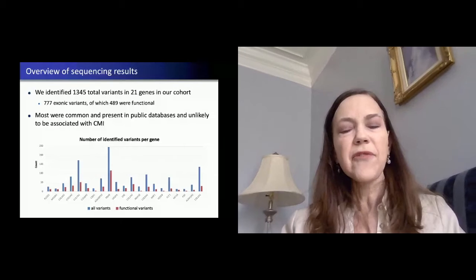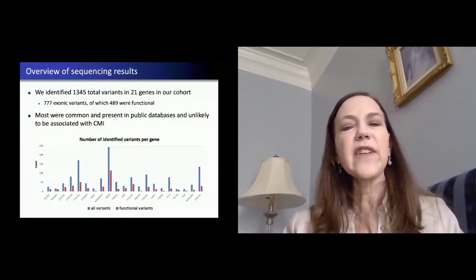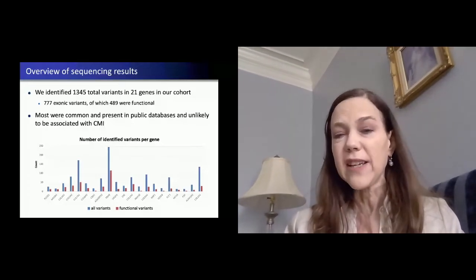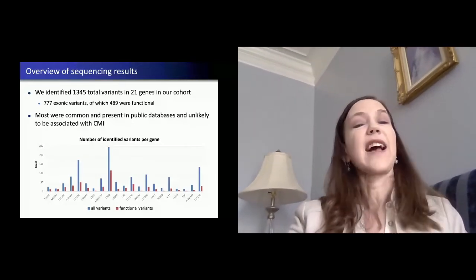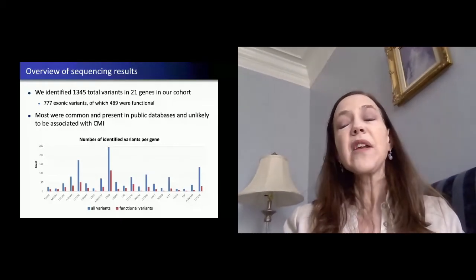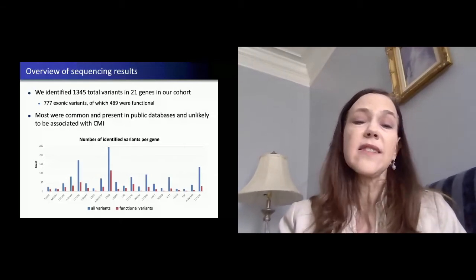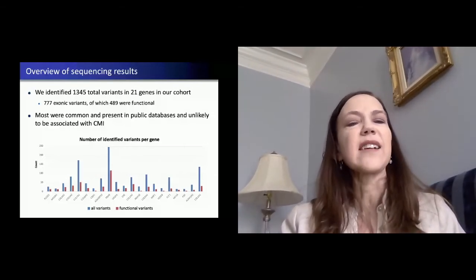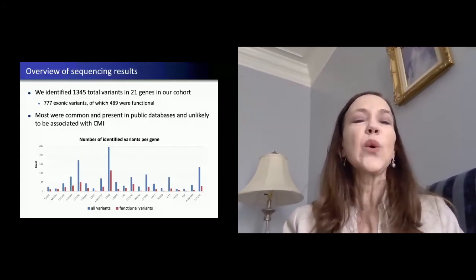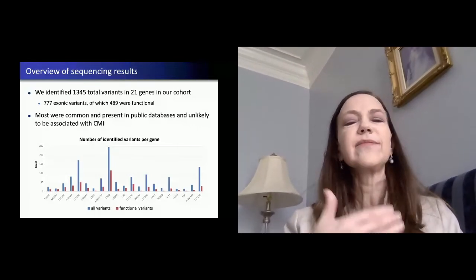So this graph shows you just for every gene how many variants we identified. What's probably immediately obvious to you is some genes had a lot of variants and some genes did not. I point this out just to say that a lot of this simply has to do with the size of the gene. But what we were really interested in were the variants encompassed by those red bars.